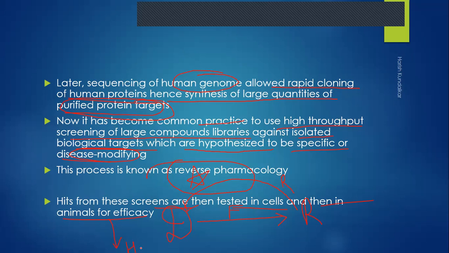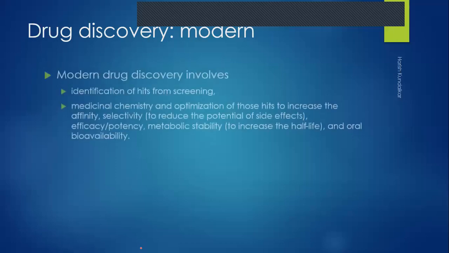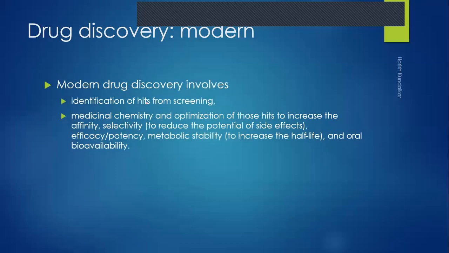So that's how we have progressed over the years as far as drug discovery is concerned. Modern drug discovery involves identification of hits from screening, it involves medicinal chemistry, and it involves optimization of those hits to increase affinity, selectivity, that is to reduce the potential side effects, efficacy, that is nothing but potency, metabolic stability to increase the half life of the drug, and oral bioavailability.